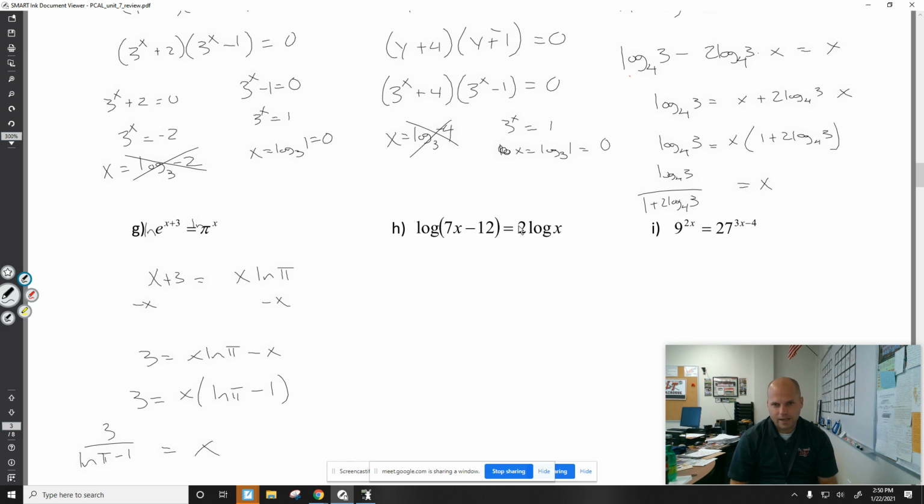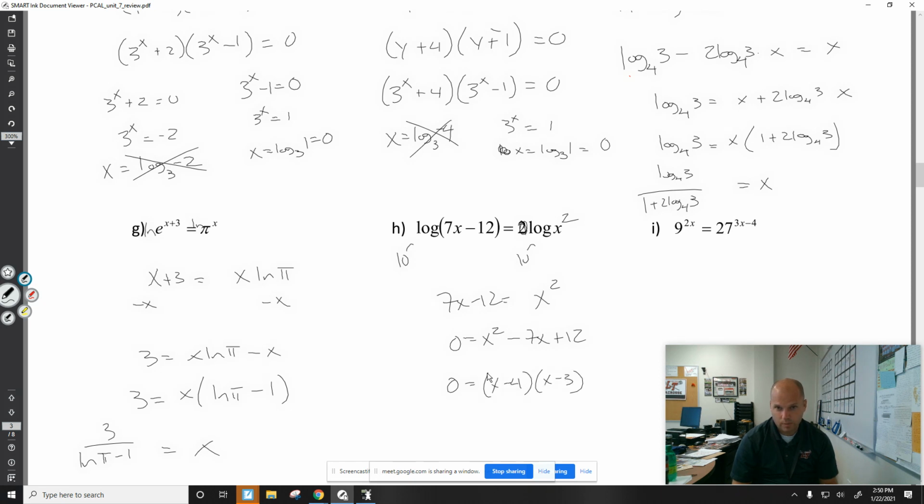Can't take 10 to the power yet. This needs to turn into an x squared. Now I can take 10 to the power. 7x minus 12 equals x squared. It's quadratic. Move everything onto one side, solve by factoring. Or the quadratic formula. Or giving up.